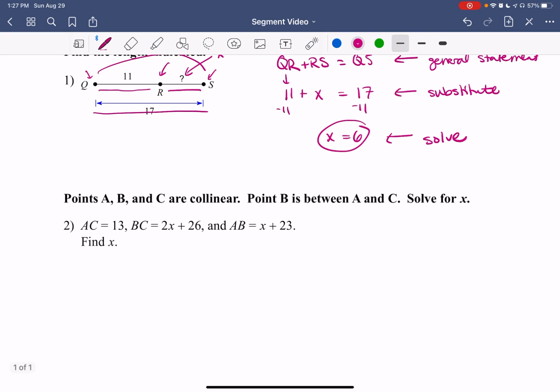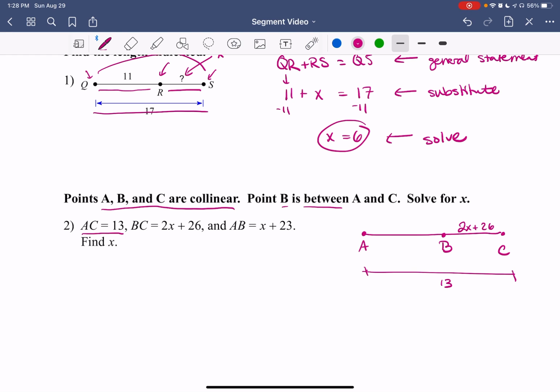Another example. So here's an example where we're not given the diagram. We have all these little symbols and letters, and that can be hard to keep straight. So let's start by noticing a couple of things here, and let's draw a diagram. It tells us that points A, B, and C are collinear, and we know that point B is between A and C. So that means B is on the segment connecting A and C. So let's just get a picture going here. Here's A and C. We'll put B on here somewhere. Now let's label the diagram. We're told that AC equals 13. So it's 13 all the way along. We know BC is 2x plus 26. And we know AB is x plus 23.